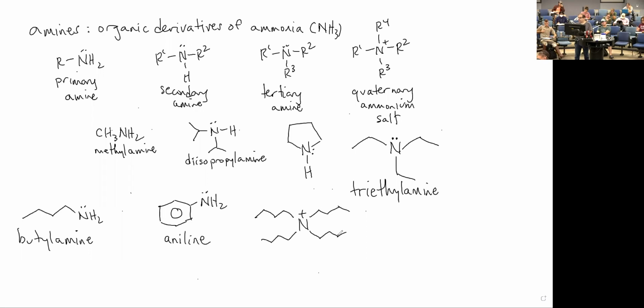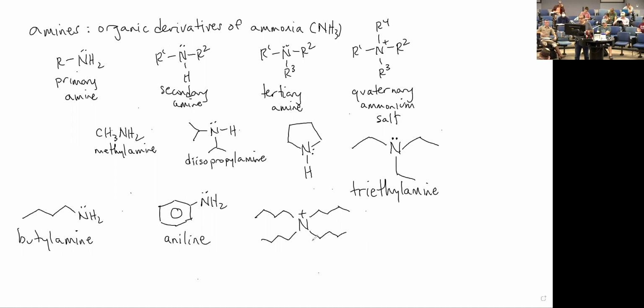There has to be something acting as the counter ion. Could be chloride, could be bromide, could be bisulfate. Something's going to be there to act as the negative charge. But the organic species has a positive charge. And that would be an example of a quaternary ammonium salt.